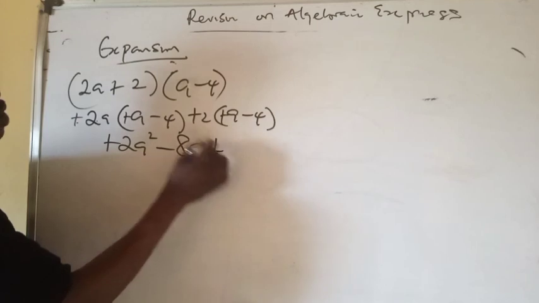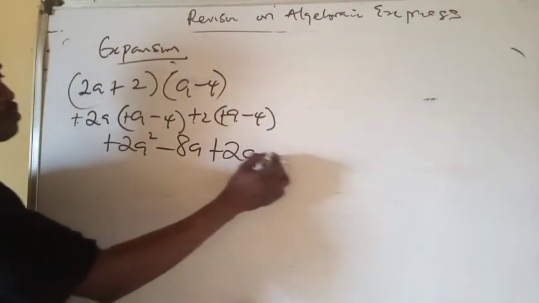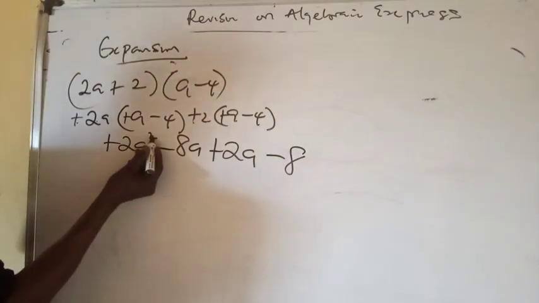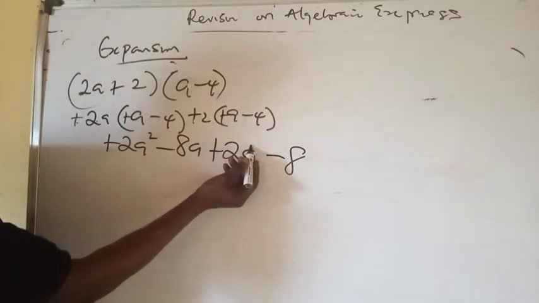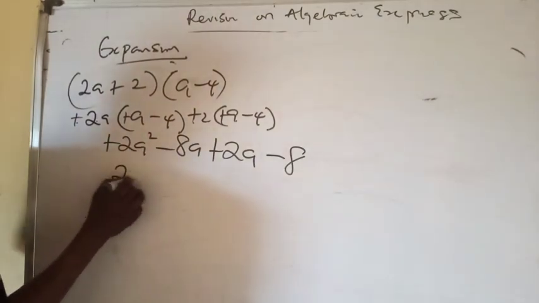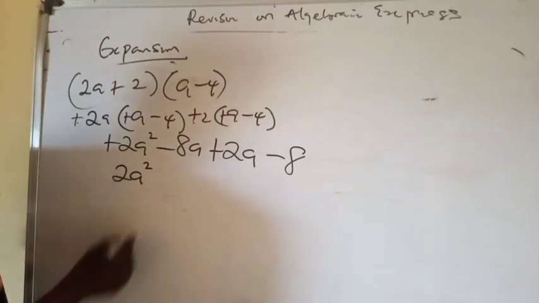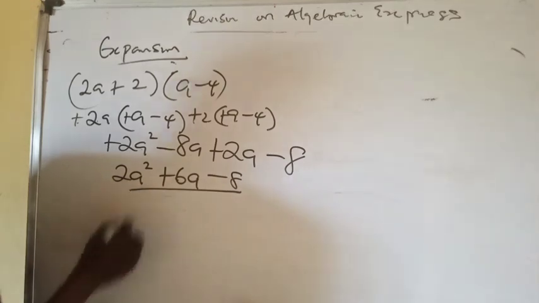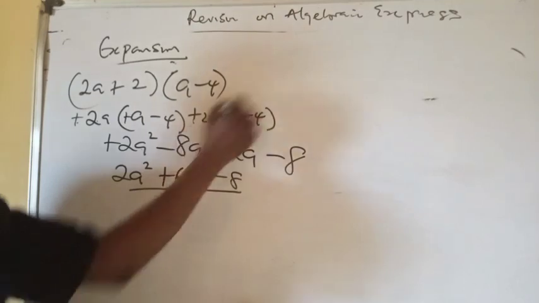Plus plus, you give me what? Plus. 2 times a, 2a. Plus minus, you give me what? Minus. 2 times 4, 8. Now, you can see this a is raised to power 2. Yes or no? Yes, sir. This one is raised to power what? 1. So, arrange the one that is raised to power 2 separately: 2a raised to power 2, minus 8a plus 2a. What do you have? Minus 6a, minus 8.